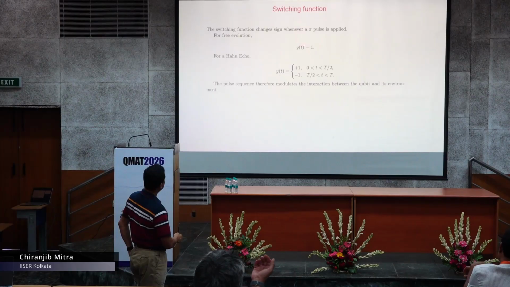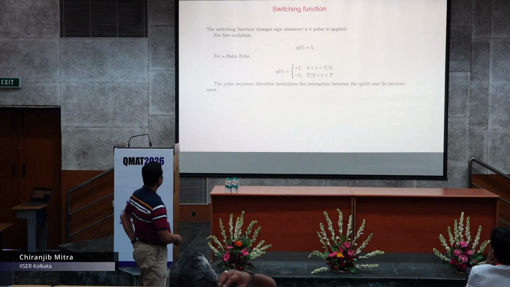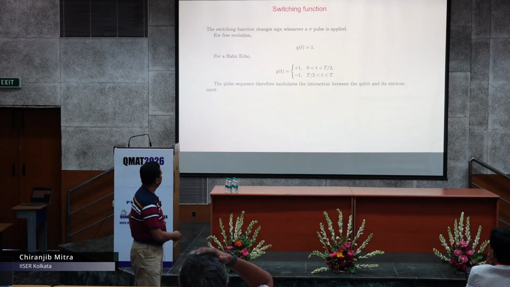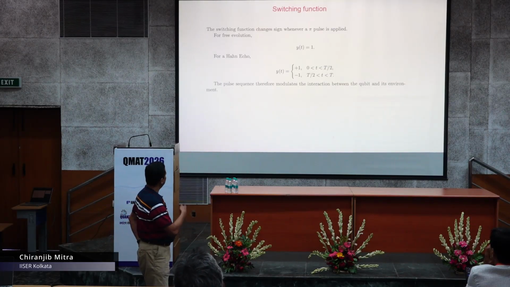So the switching function y(t) is plus 1 from 0 to t/2, and minus 1 from t/2 to t, okay, for a Hahn echo, which is the spin echo. The pulse sequence therefore modulates the interaction between the qubit and the environment.